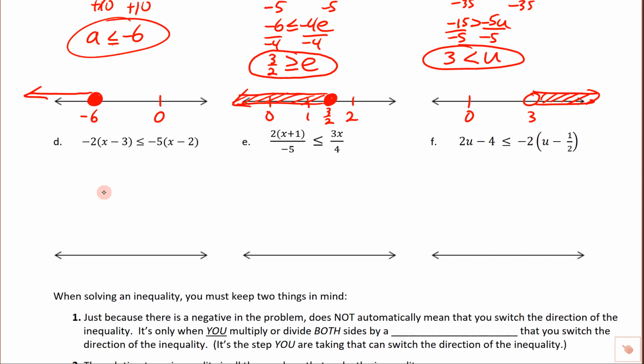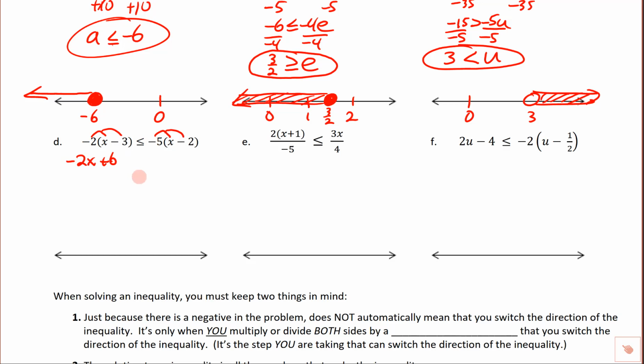Got a great example on this one here. Just like an equation, we always want to simplify before we solve. So I'm going to distribute through on both sides. So we get a -2x. This is a +6. Now, the big question here is, gosh, I multiplied by a negative here and I multiplied by a negative here. Do we need to switch the direction of the inequality?